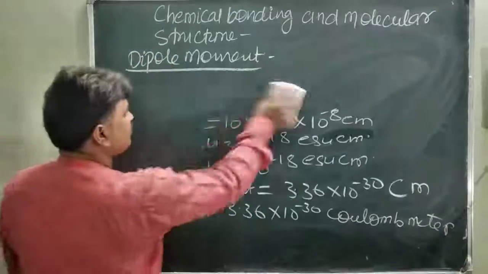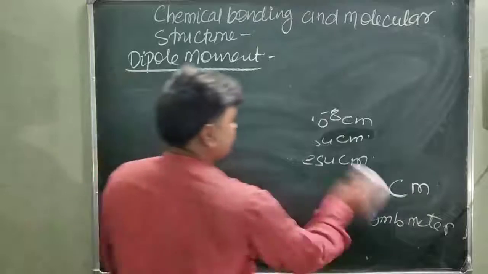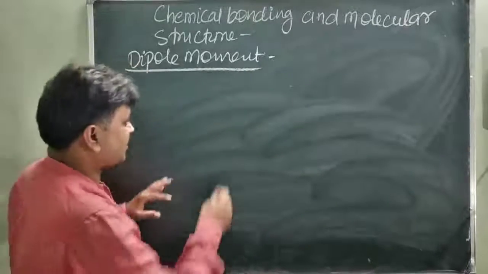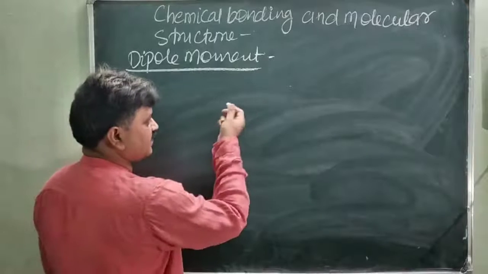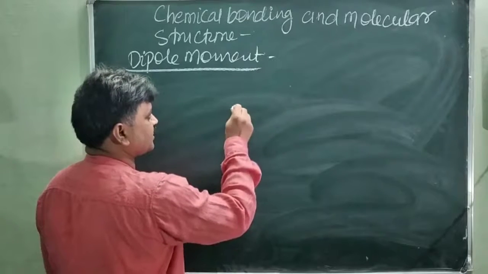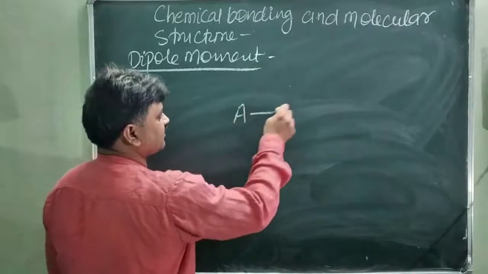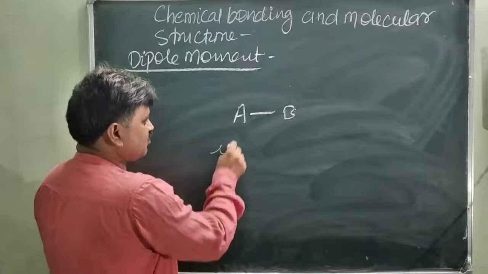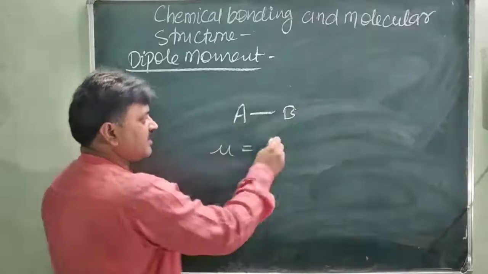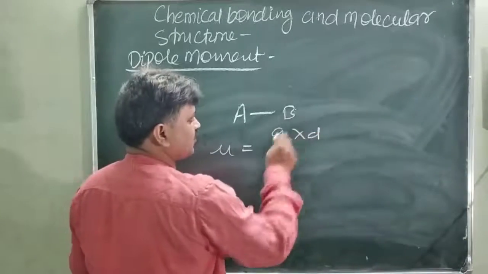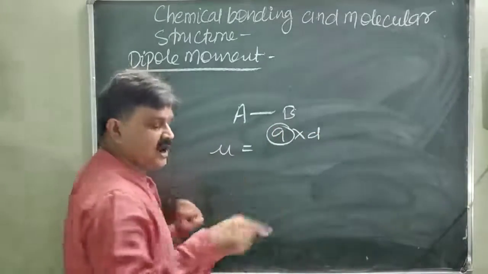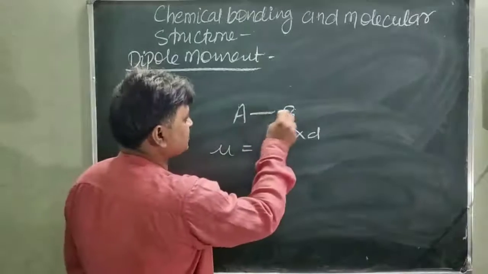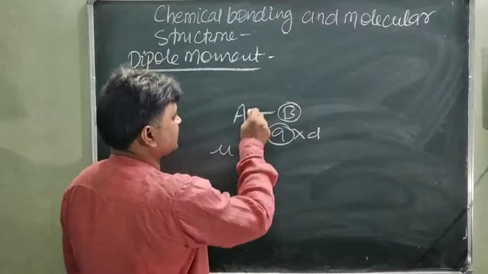The dipole moment is found in this way. For example, consider a bond AB. What would be the dipole moment? Actually, dipole moment depends upon q into d. This is the product. So q means charge, and how is the charge developed? Actually, charge is developed on the basis of the electronegativity of these atoms.